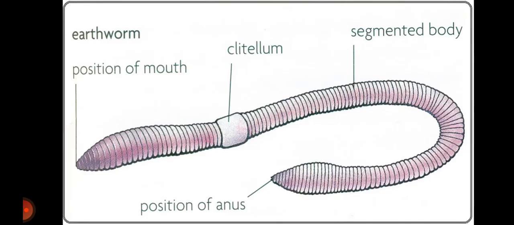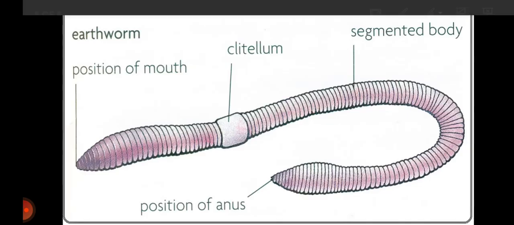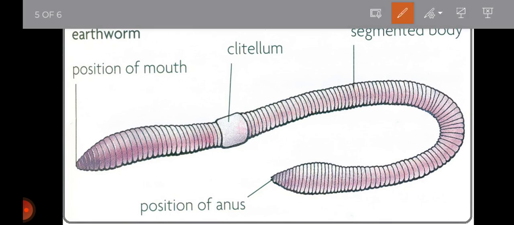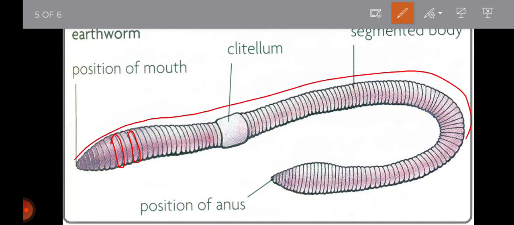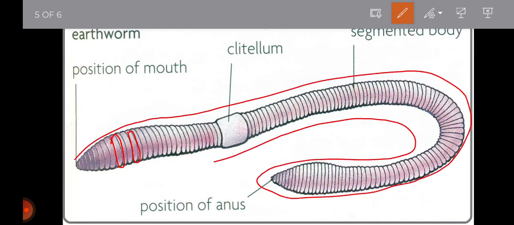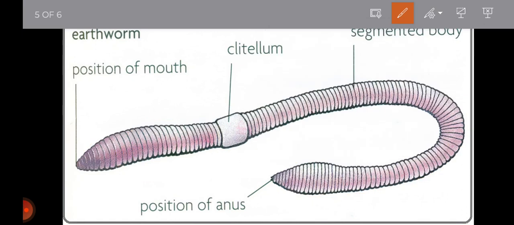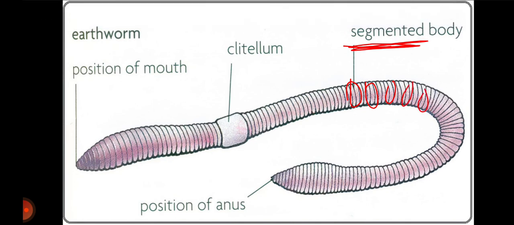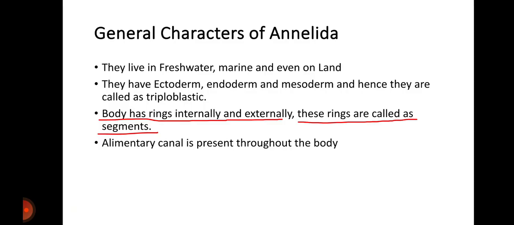Let me take you to the next slide. You can see here the body is having rings. The rings are present throughout the body. Due to this, the body is divided into segments. You can see here segments. These rings are called segments.